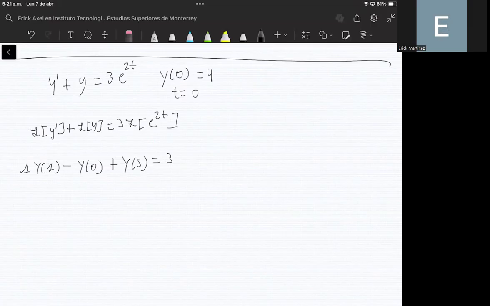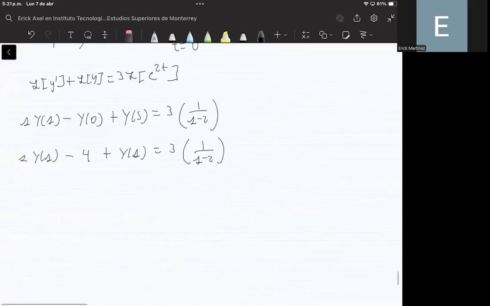That is equal to 3 times the Laplace transform of an exponential. But we know, thanks to the tables, that the Laplace transform of this type of exponential is 1 over s minus 2. Now, I can substitute the value of the initial condition. We have s times y of s minus 4 plus y of s. And this is equal to 3 times 1 over s minus 2.